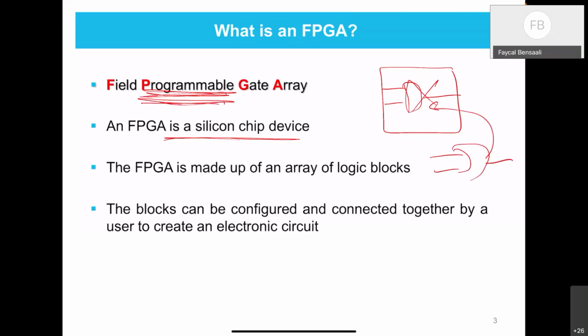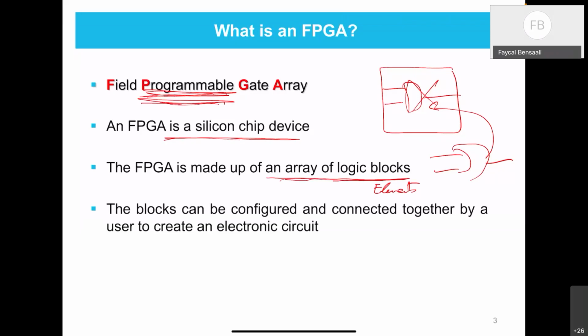The FPGA is made up of an array of logic blocks, or logic elements, as we call them as well. In some books, or in the literature, you see logic elements. An array of millions of those logic elements. So it includes millions of those. We are not talking about tens or hundreds. We are talking about millions.